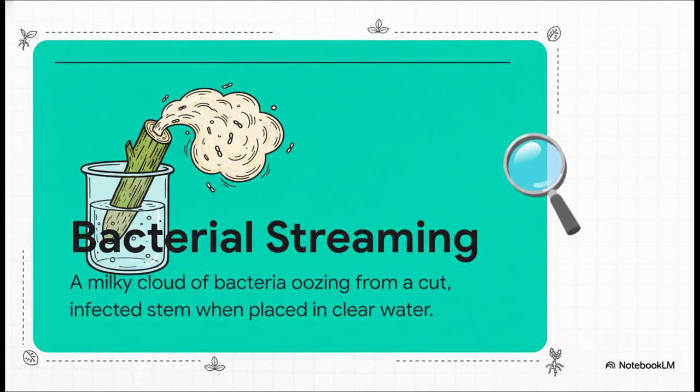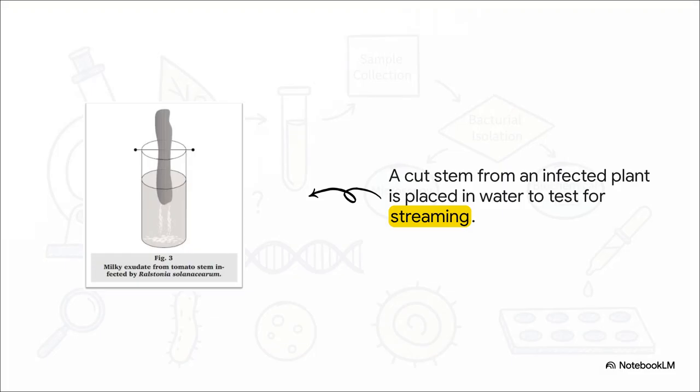And one of the very first tests they run in the lab is, well, it's beautifully simple. It's called bacterial streaming. If a plant is dealing with a certain type of wilt disease, you can cut the stem, place it in water, and get this stunning result, a milky, almost ghostly cloud of millions of bacteria just oozing out. And just look at how simple the setup is. This is a test you could practically do in your kitchen. You take a cut stem from a wilted tomato plant, suspend it in some clear water, and the detective just has to watch and wait for the evidence to appear.